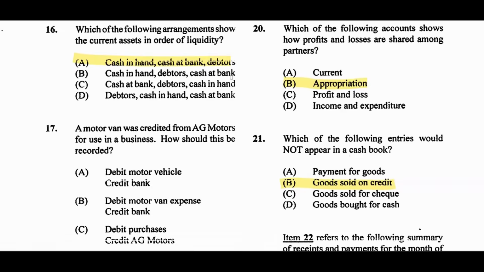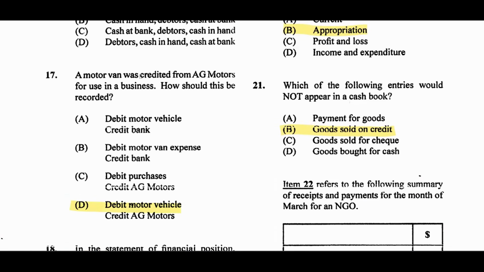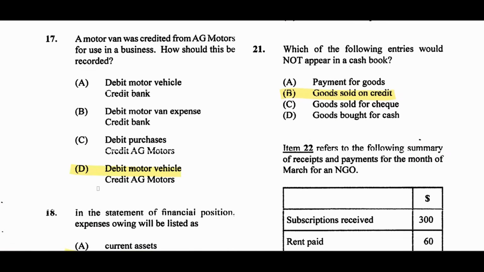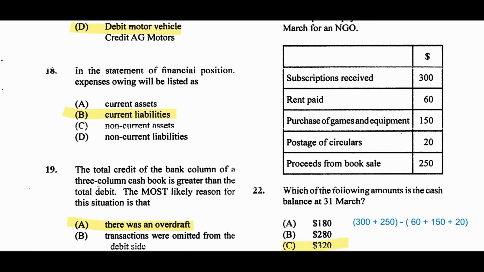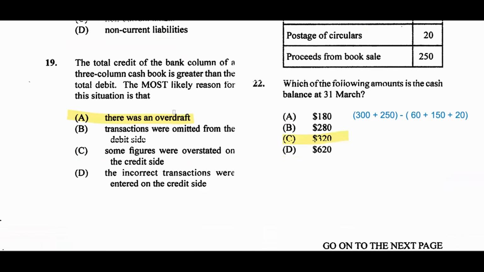Nice. Question 17. A motor van was purchased on credit from AG Motors for use in the business. How should this be recorded? If a motor van was bought on credit, it means it was bought on credit. Therefore, debit your motor van, you credit AG Motors. D as our answer. Question 18. In your statement of financial position, expenses owing will be listed as your current liabilities. Definitely correct.